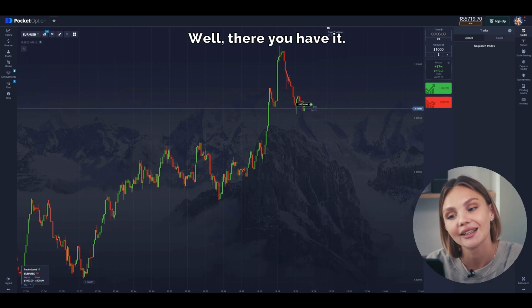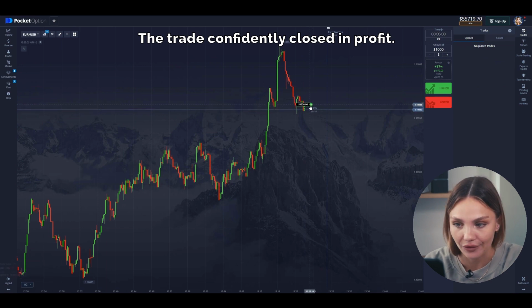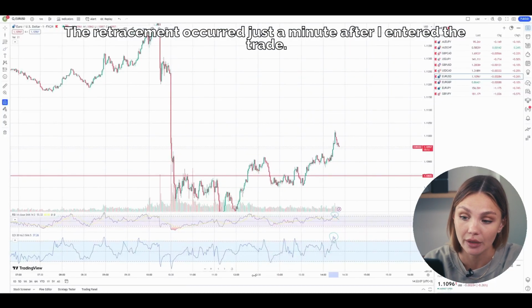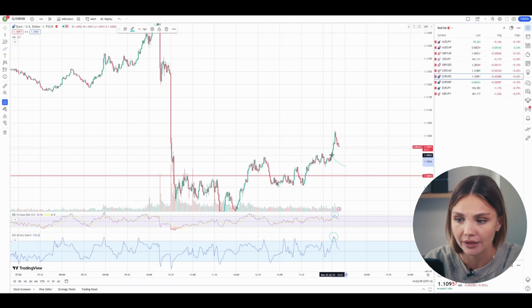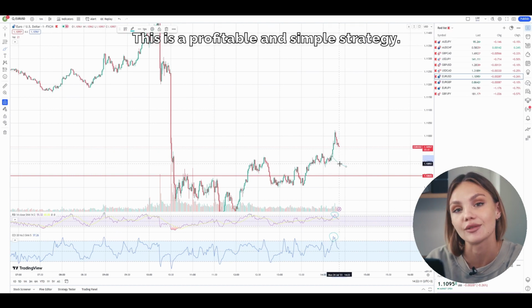Well, there you have it. The trade confidently closed in profit. The retracement occurred just a minute after I entered the trade. This is a profitable and simple strategy.